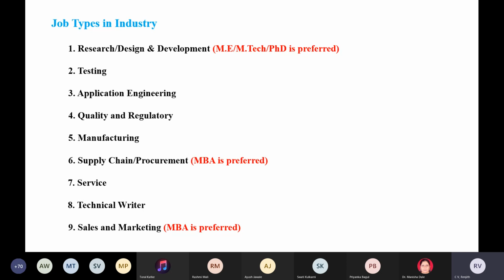Then you have manufacturing. This is where the product is manufactured. There are different roles in the factory: a manufacturing engineer, production engineer, test engineer, and a facility engineer.